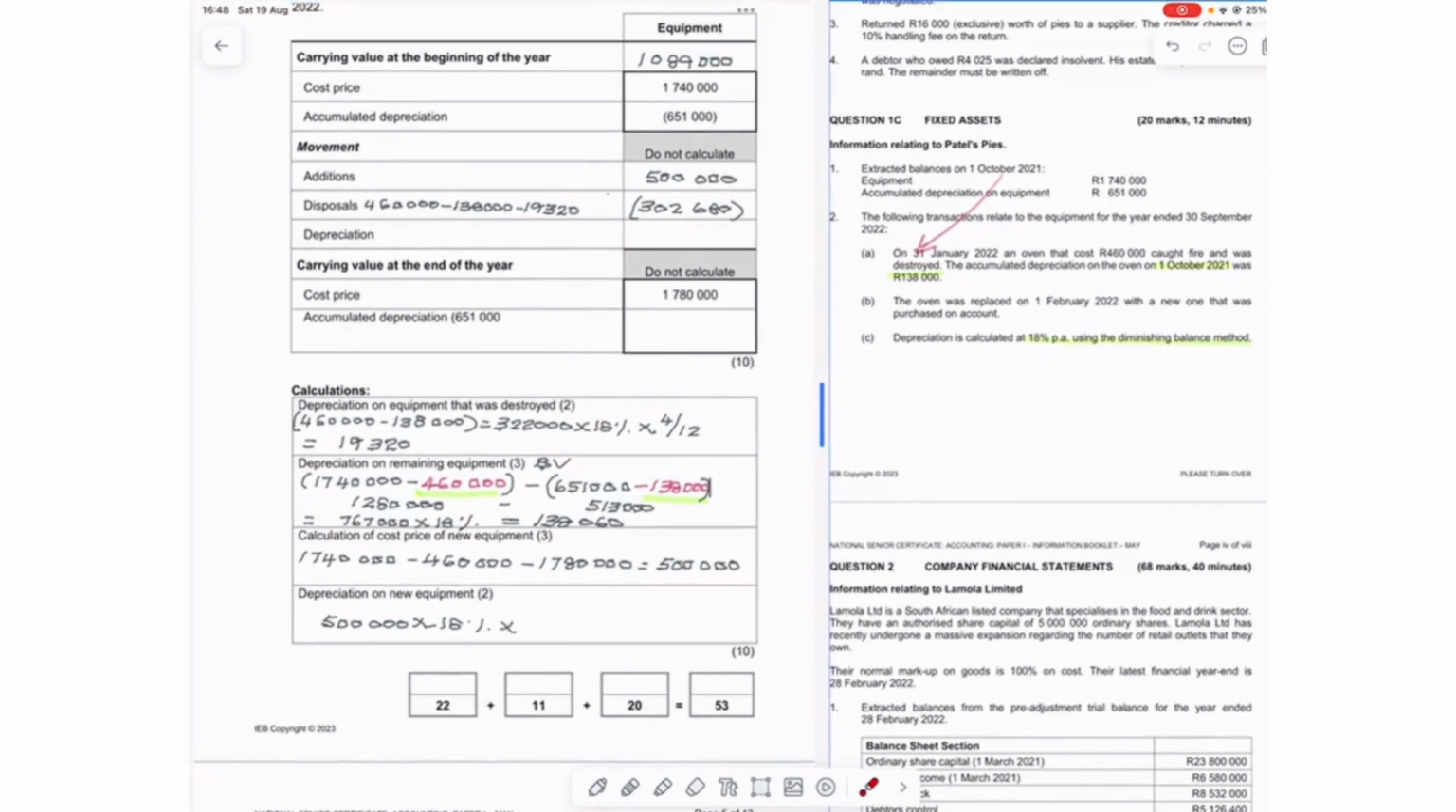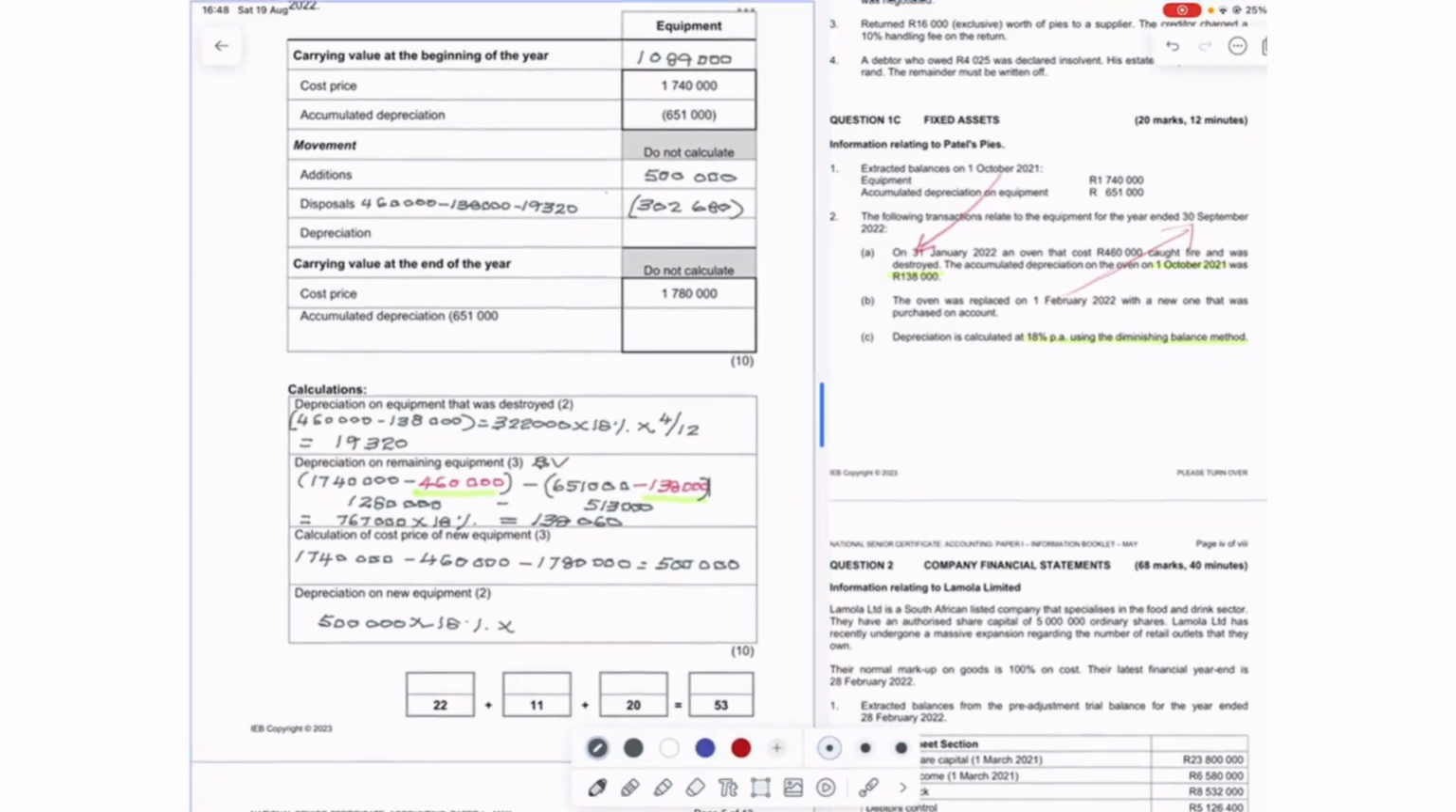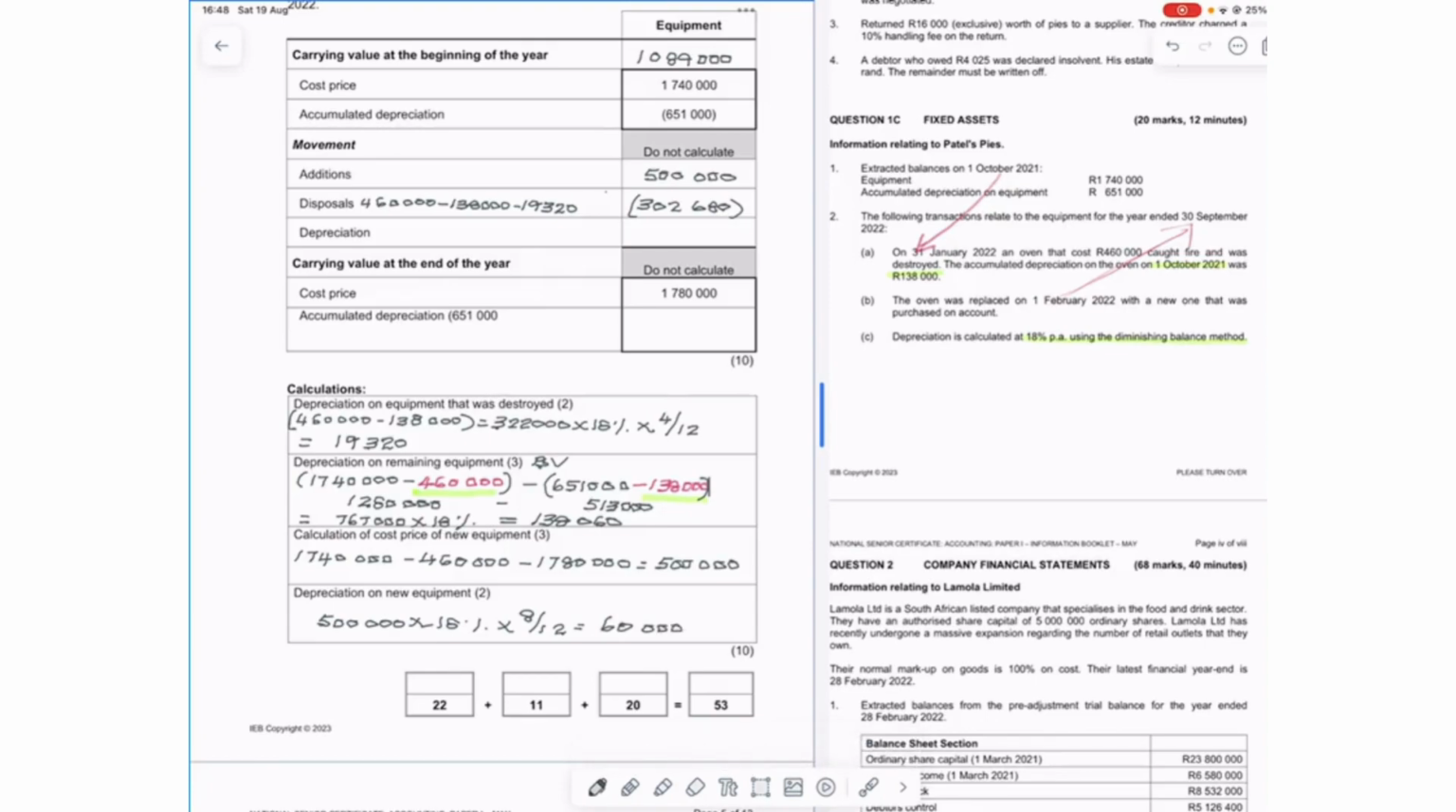So here we go, 1st of February, and our year end is September. So we're going to use this from February to September. Let's count the number of months. February, March, April, May, June, July, August, September. I've calculated it to be 8 months. 8 divided by 12. So your depreciation on your new oven is 60,000. Now we can go and complete this note.